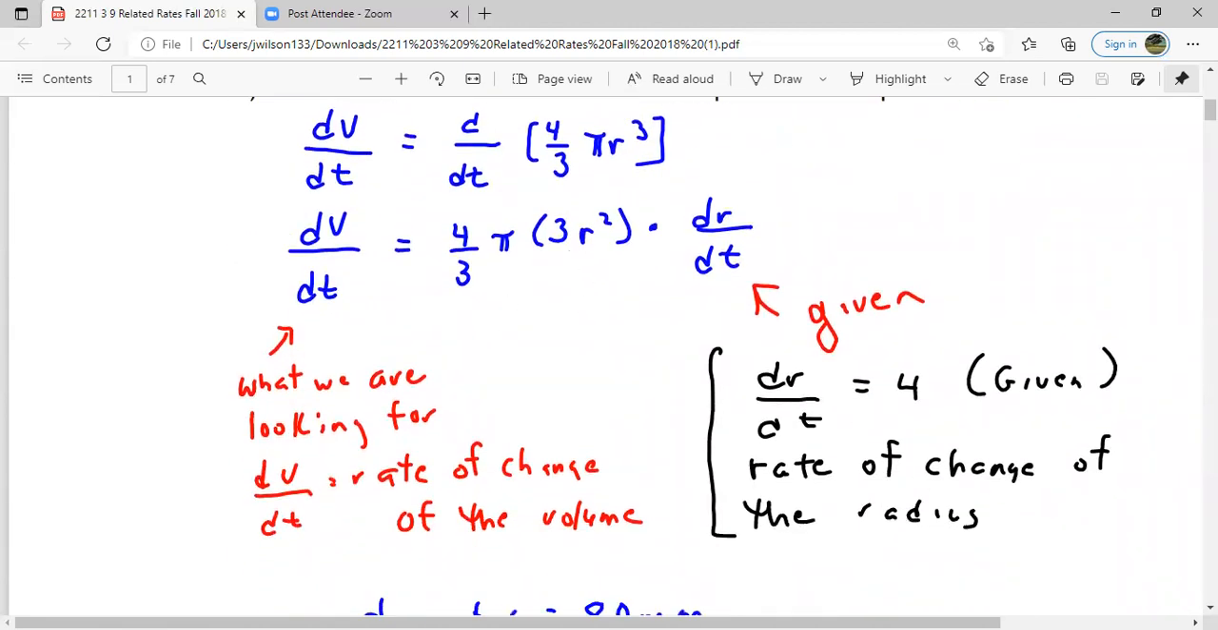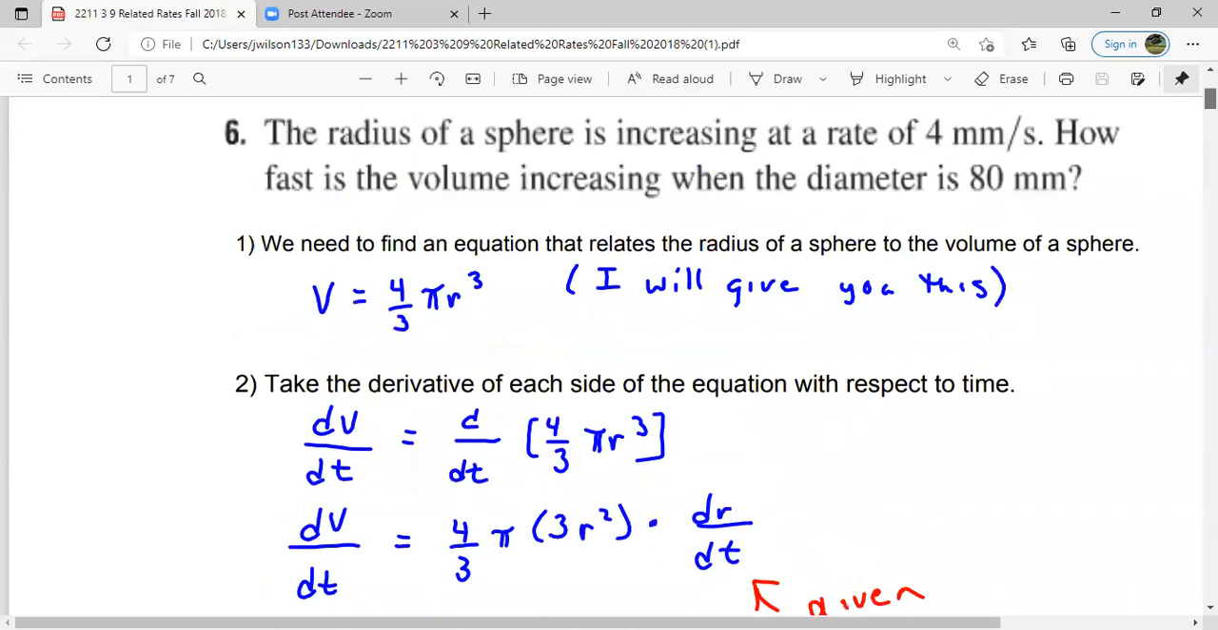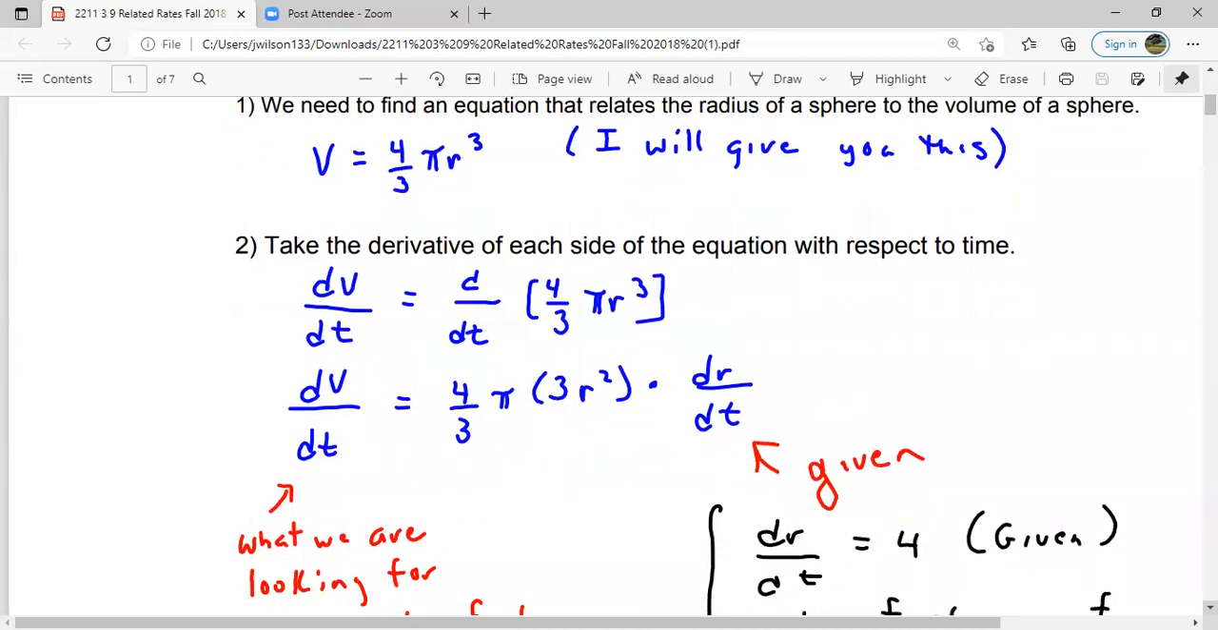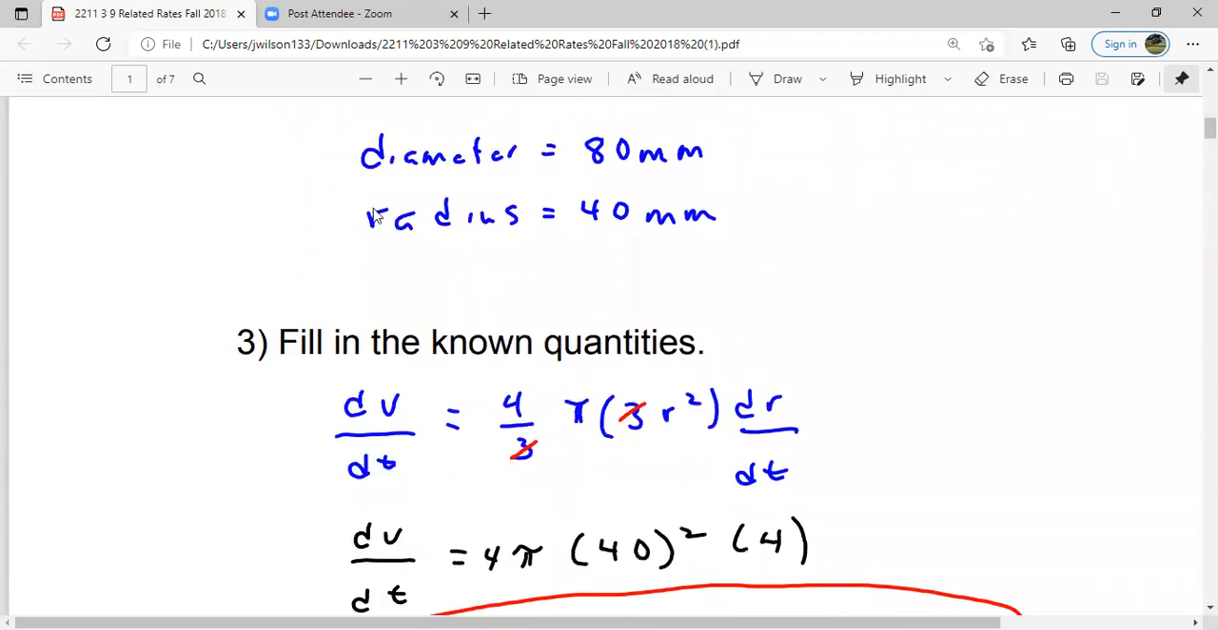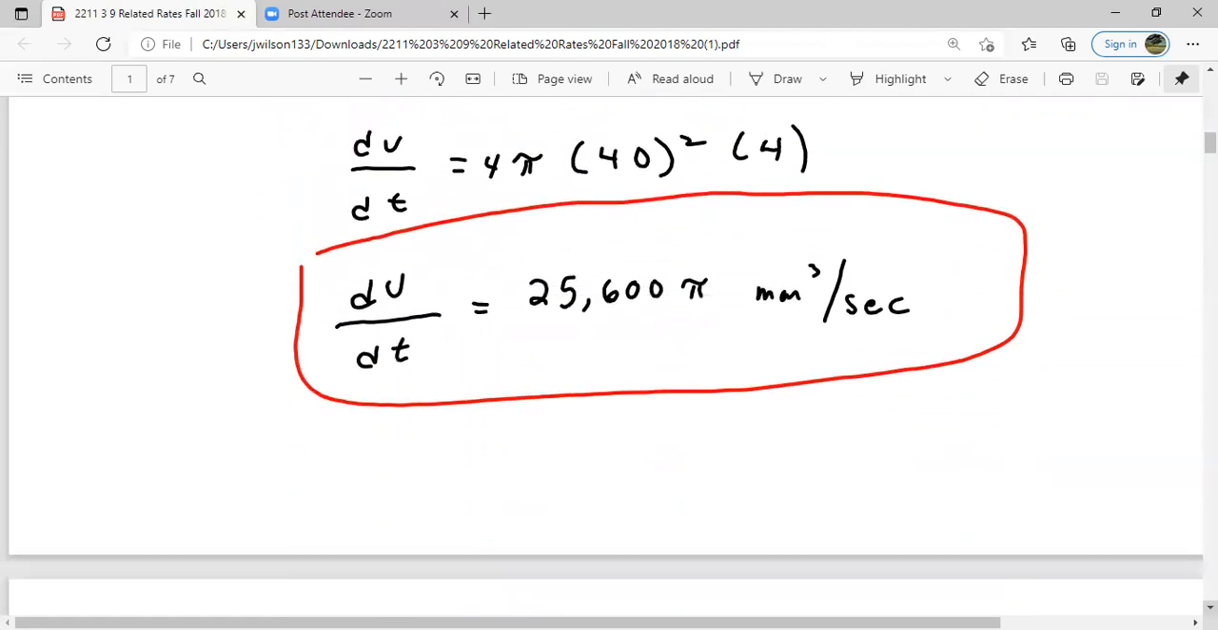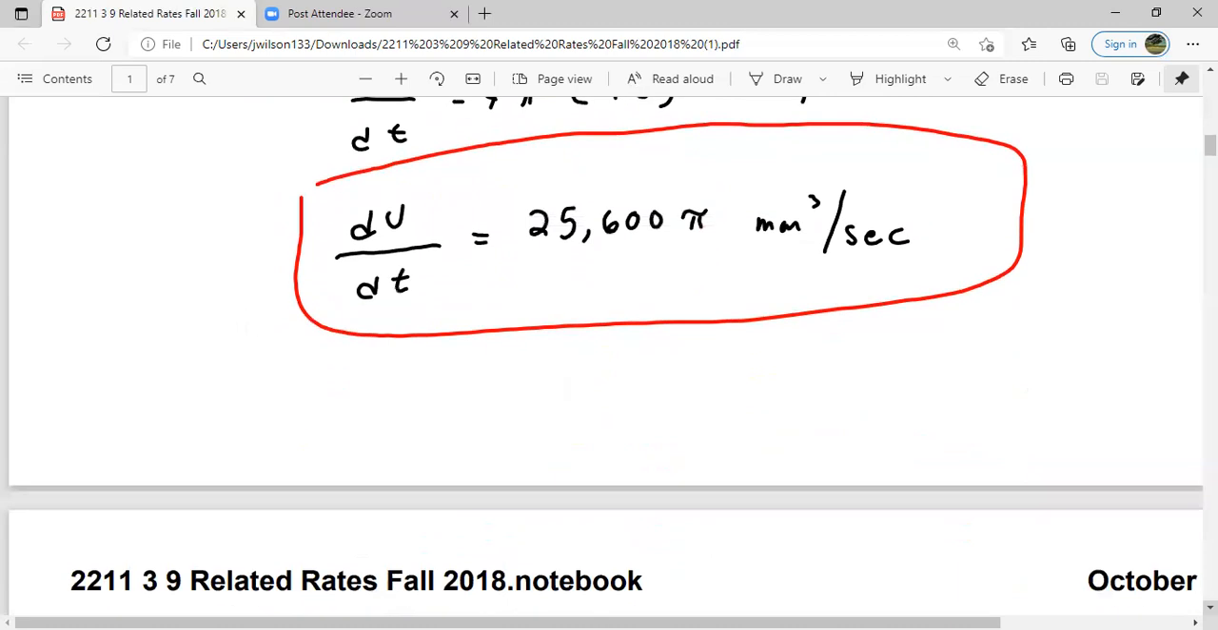Like in the problem, it said, when the diameter is 80 millimeters, it means the instant in time when the diameter is 80 millimeters. Well, if the diameter is 80 millimeters, the radius is half that, it's 40 millimeters. So then we can substitute everything in and we get our answer. That's how fast the volume is changing at that moment in time.